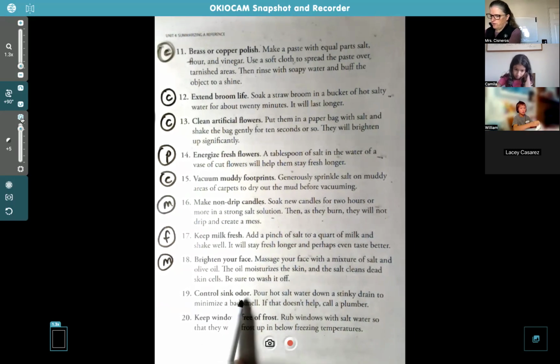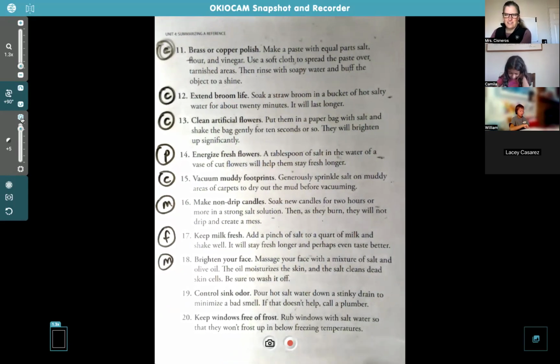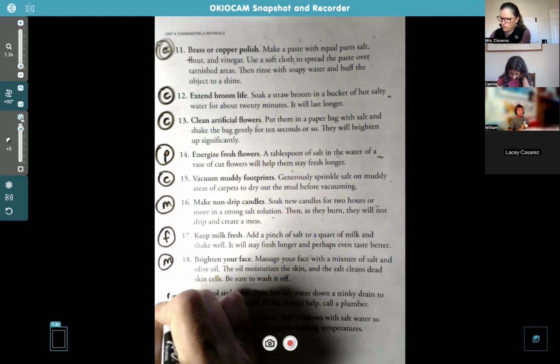Control sink odor. Pour hot salt water down a stinky drain to minimize a bad smell. If that doesn't help, call a plumber. There's your advice. Try the salt and then call a plumber. That one's for odor, so I'm going to put an O here.